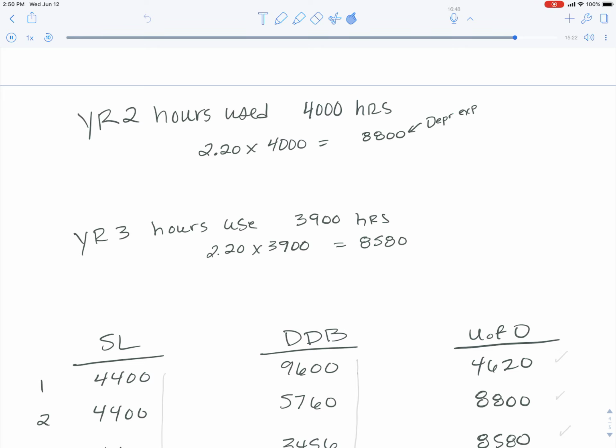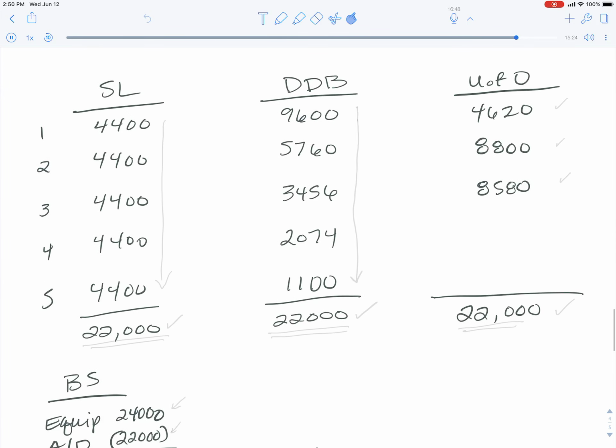So when you're comparing all your different types of methods for depreciation, you can see that the end goal is going to be the same. We're going to end up depreciating $22,000 no matter which method you use to depreciate. It's just at what rate are we going to be depreciating it. So in straight line, it's pretty even over the 5 years, but the total amount of depreciation is the same, the cost minus the residual value. That's all we're going to expense.